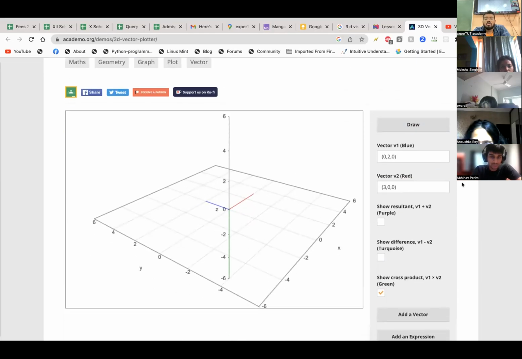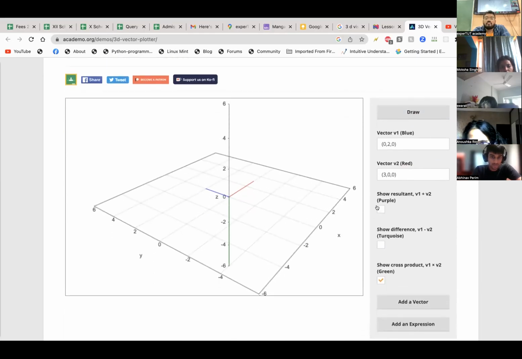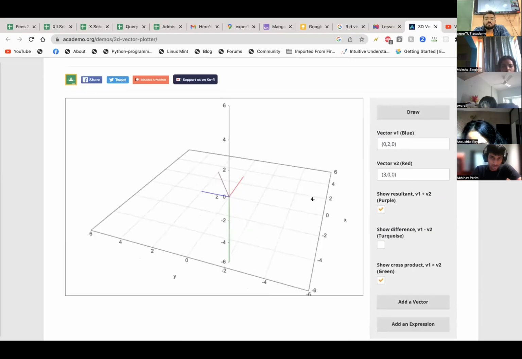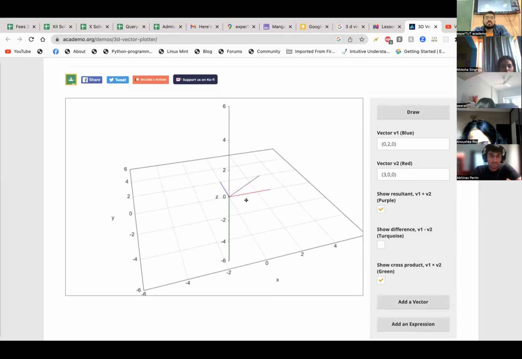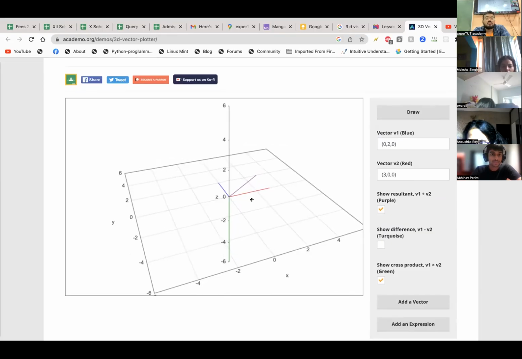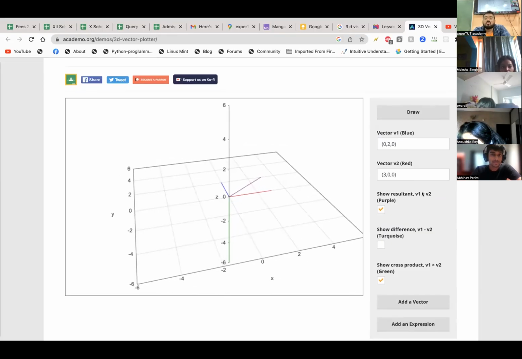Meanwhile, where we are at it, you can also see the resultant. So the resultant is always in the plane of the two vectors, okay? What is the resultant? Resultant is v1 plus v2. So v1 plus v2 is always in the plane of v1 and v2.